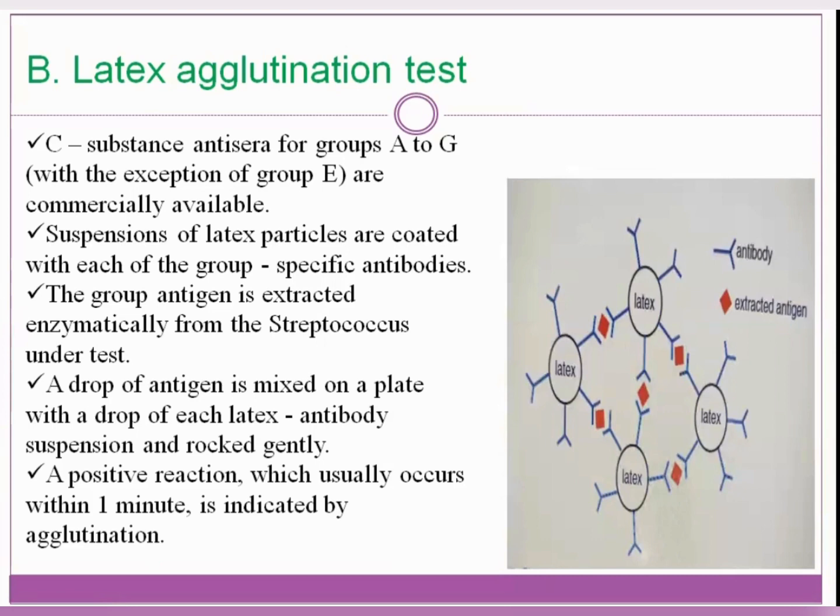And then last point, a positive reaction usually occurs within 1 minute and is indicated by an agglutination reaction. If the agglutination reaction occurs, the latex agglutination test is positive, and if that does not occur within 1 minute, that means it is negative for the latex agglutination test, and negative for the C substances. That means they are not the pathogenic strain of the streptococci bacteria.